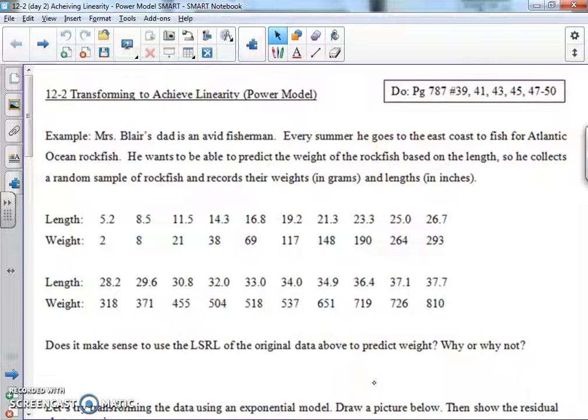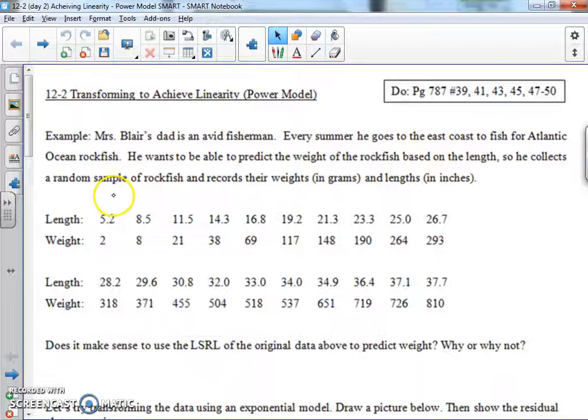My dad is an avid fisherman. So every summer he goes to the East Coast to fish for Atlantic Ocean rockfish. He wants to be able to predict the weight of rockfish based on length. So he collects a random sample of rockfish and records their weights in grams and the lengths in inches. I mean, that makes sense. If their length is a certain size, you would kind of expect their weight to be proportional to that of some sort. So we're curious how this looks.